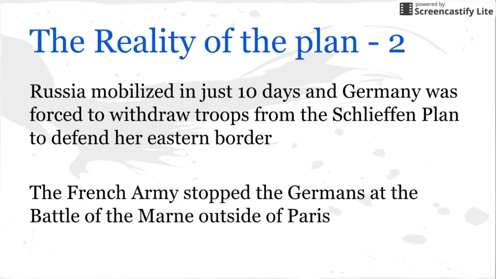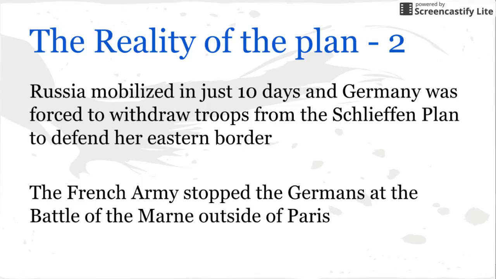And then we have Russia. Russia mobilized its army in just 10 days. So they got ready for war. They took their soldiers to the front in only 10 days. In the Schlieffen Plan, Germany had thought this would take weeks, 2 to 3 weeks, for the Russians to mobilize their army and maybe a month or so to be ready to actually fight.